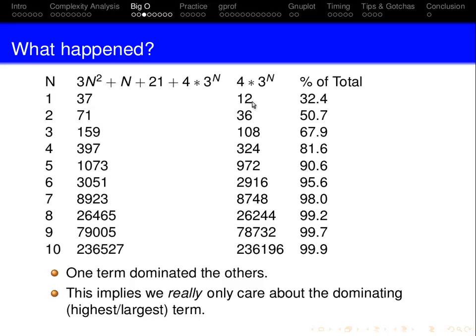So total 37, that one takes account 12. You keep going down, eventually you get 236,000, the other one's 236,000, and just a little less. Notice that that third term is zeroing in closer and closer to 100% of the actual total of the formula. What this means is that one term is really dominating everything else. So if we're doing a performance analysis, do we need to evaluate all the other terms or just the dominating term? We really only care about the dominating or the highest term, because once n becomes significantly large, the rest of it is basically irrelevant.